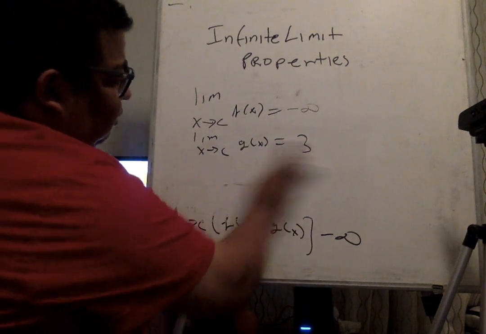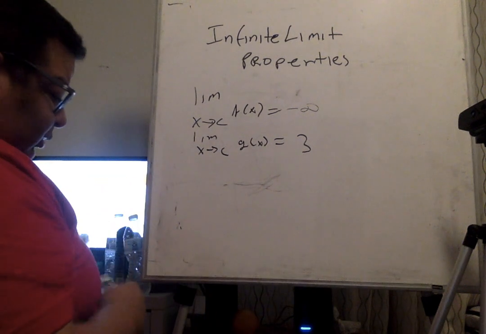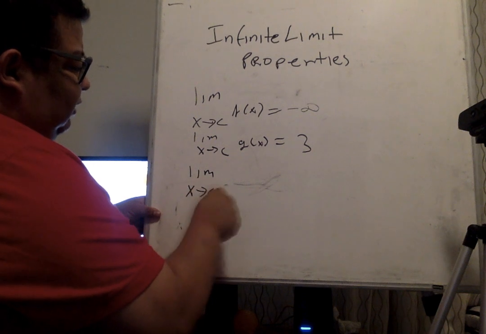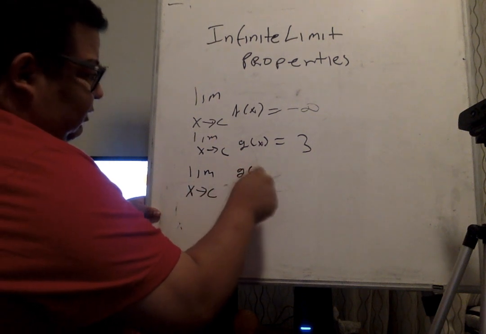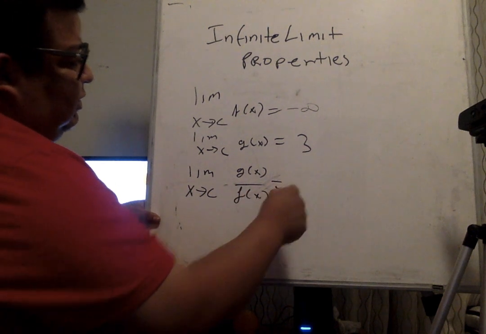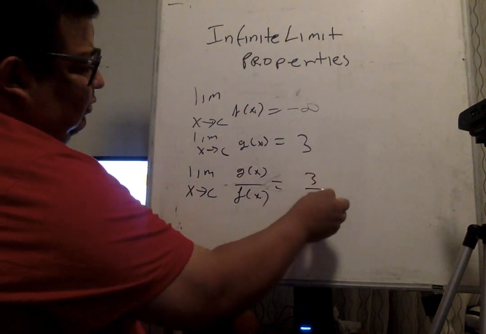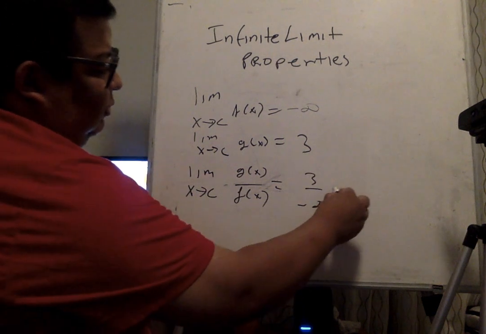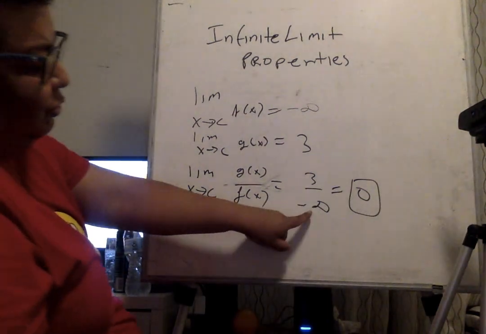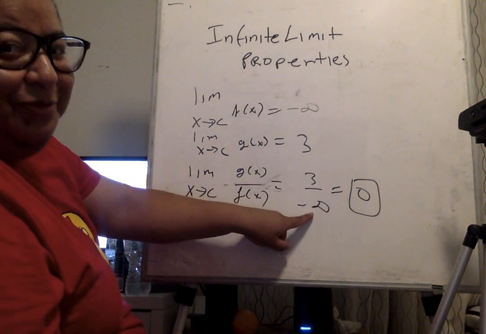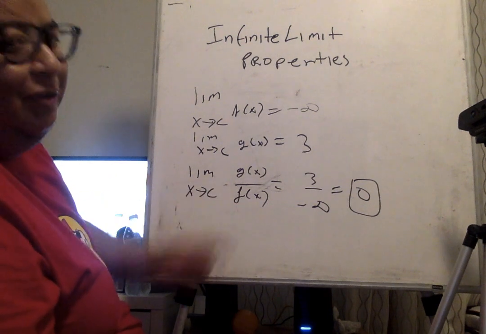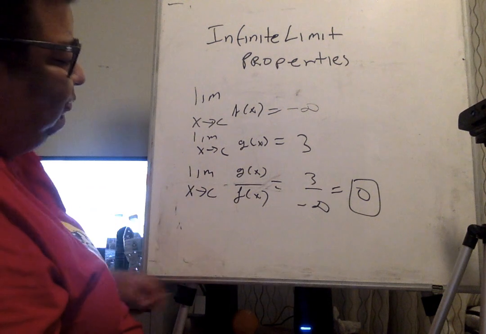Let's look at two more of this kind. So we're going to have the limit as x approaches c of g of x over f of x. This is the same thing as 3 over negative infinity, so we're going to get 0. You usually don't do it like this, but for this type of problem, it's useful to do it like this. I didn't do it for addition and subtraction, but you can still do it.